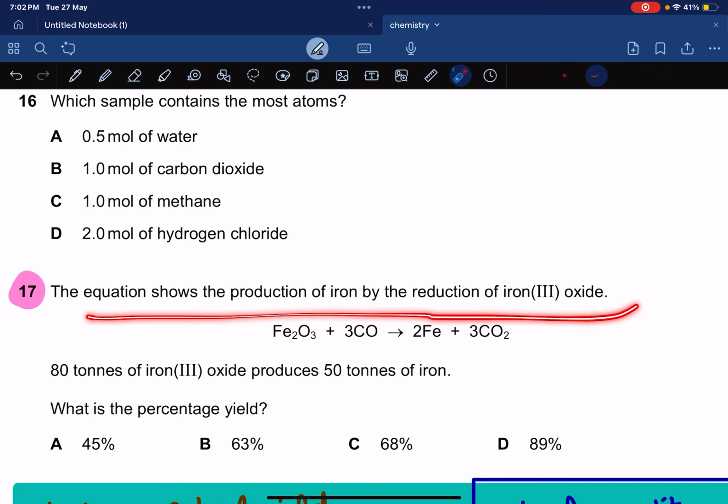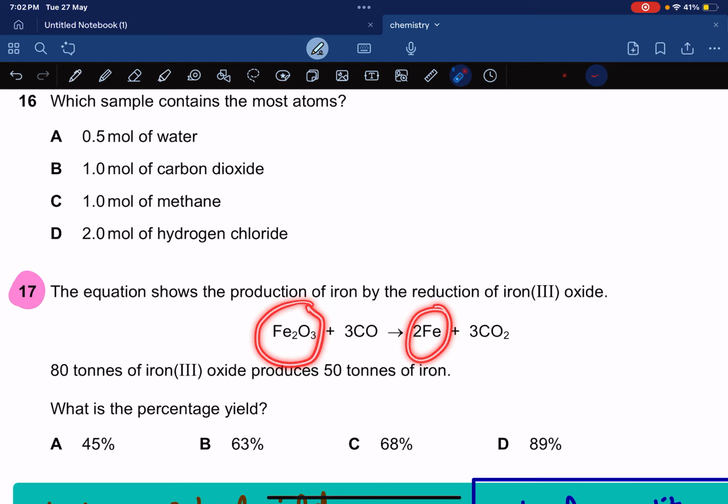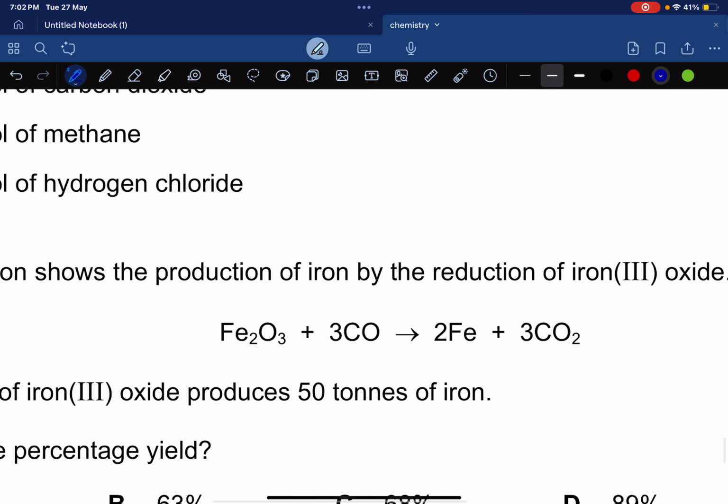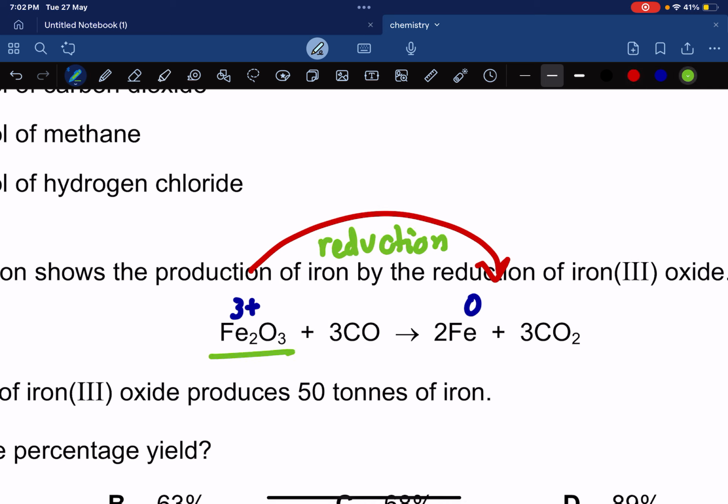So moving on to the next question, which says that the equation shows the production of iron by the reduction of iron(III) oxide. You have iron(III) oxide and it's reducing to iron. Why is this a reduction? Because you need to look at the oxidation numbers. Over here iron has an oxidation number of 3+, and over here iron has an oxidation number of 0. So what is basically happening is there is a decrease in oxidation number, and a decrease in oxidation number is called reduction. So iron(III) oxide is being reduced to form iron. So that was the concept.